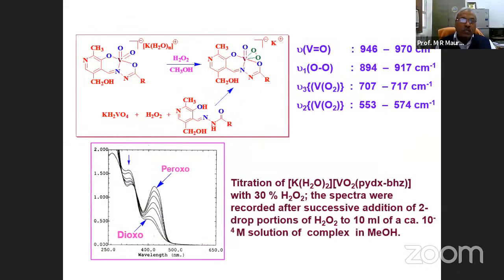Now we tried to do the same chemistry: in the presence of H2O2, can we go to the diperoxo species?